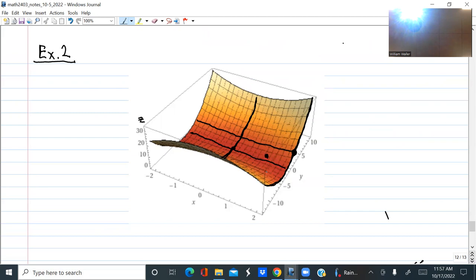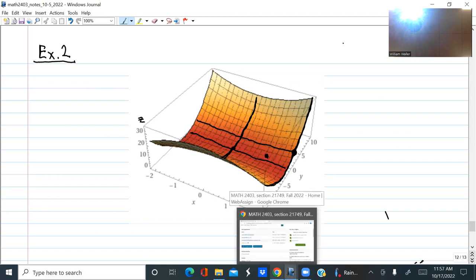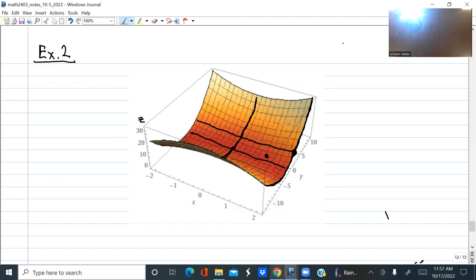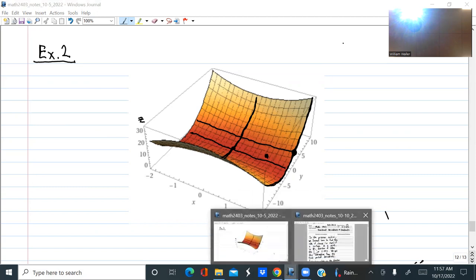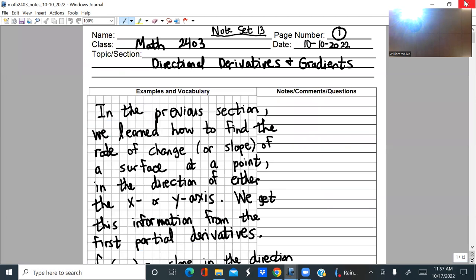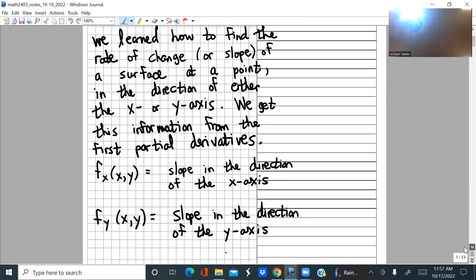We'll see more examples of saddle points a little bit later on, because we are going to be looking for maxima and minima on these surfaces. We're going to talk about that more carefully later, and maybe our pictures will look better, so it'll be easier to understand. All right, now let's bring up the next problem. We know how to find the slope in the direction of the x-axis or the y-axis. But suppose you want to know the slope of the surface in some arbitrary direction, some direction other than the x-axis and the y-axis.